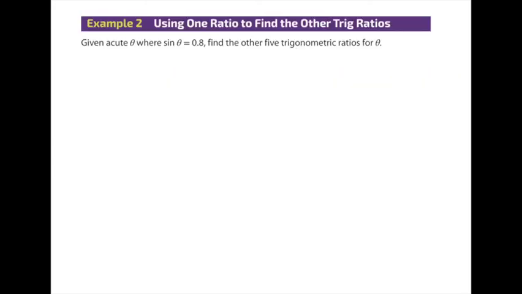All right? This problem says, given acute theta, where sine equals 0.8, find the other 5 trig functions. They make this a unit triangle, so they do like 0.8 over 1. I personally don't like that, okay? If I were doing this, 0.8 is clearly a fraction, right? Hopefully all of us can write 0.8 as a fraction.